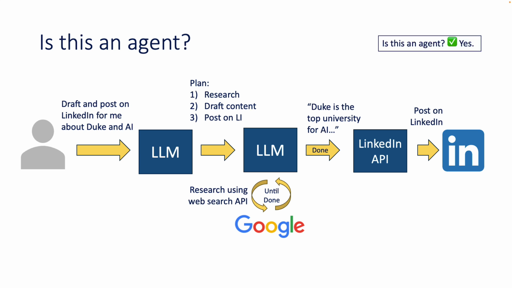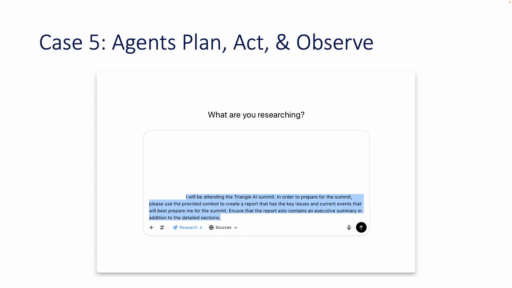So is this an agent? Yes, I would argue this is indeed an agent. Here's an example. I went to ChatGPT and I said, I will be attending the Triangle AI Summit. In order to prepare for the summit, please use the provided context to create a report that has the key issues and current events that will best prepare me for the summit. Ensure the report contains an executive summary in addition to detailed sections.